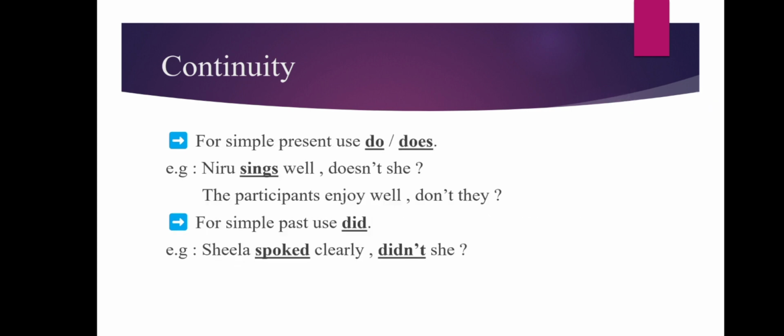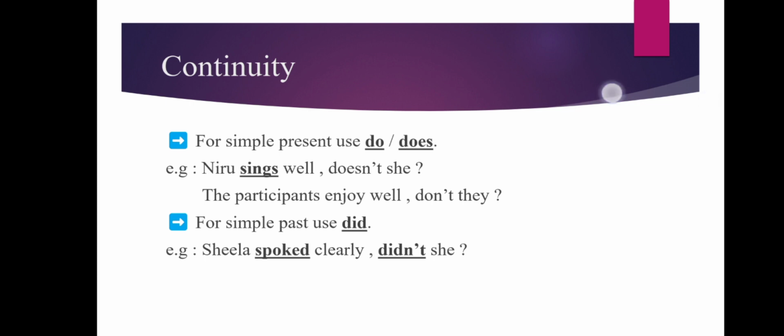If the statement is in the present tense, you have to use "do" or "does". "Niru sings well." Niru is a singular subject, so we have used "doesn't she?" For singular, you use "does"; for plural, you use "do". See the next example: "The participants enjoy well." It is plural, so we have used "don't they?" So for present tense, you use "do" or "does", and for past tense, you use "did". "Sheila spoke clearly." "Spoke" is past tense, so we have used "didn't she?"